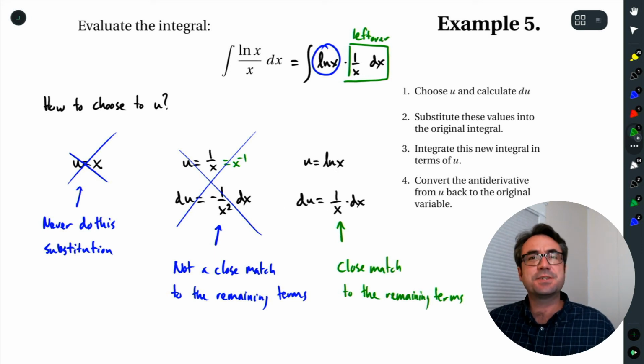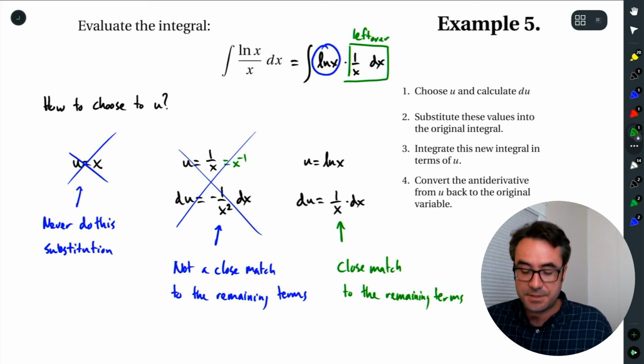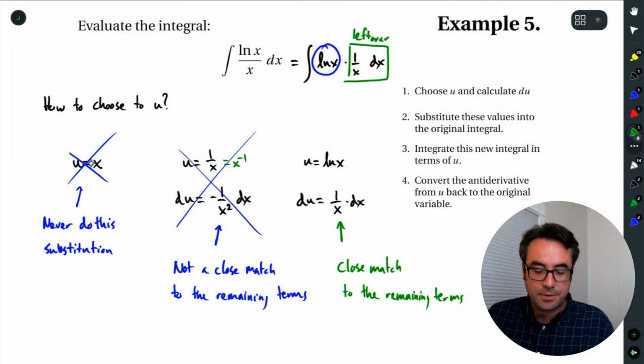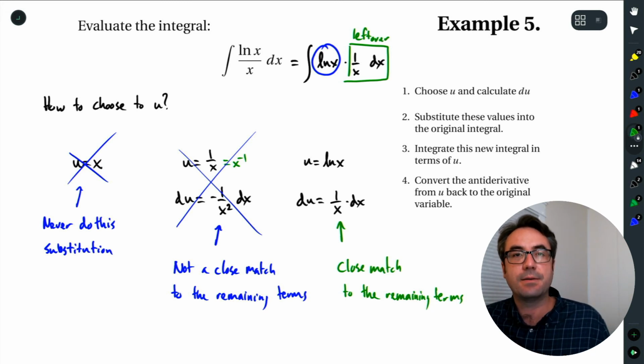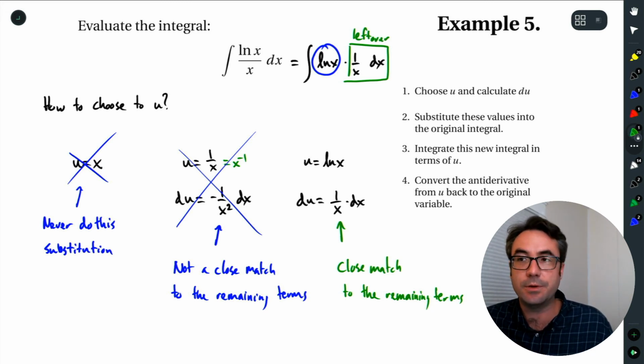All right, so this is just, again, maybe you saw this substitution right away when you looked at this, and that's fine. But I'm just going through the thought process. If you get stuck on this one, what might you do to help choose what u could be?